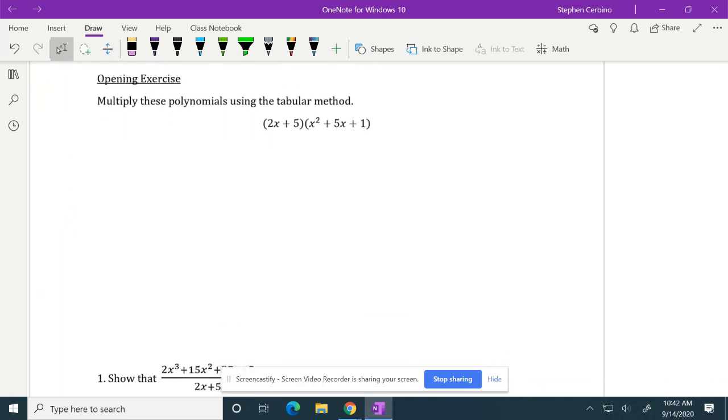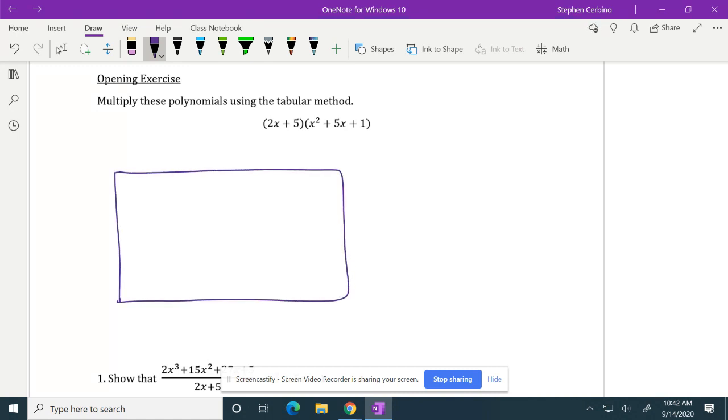The opening exercise is asking us to multiply out two different polynomials. We should be able to do this if we totally understood lesson 1. So go ahead, pause the video and try this opening exercise. I'm hoping if you're back with me at this point, you've paused the video, taken a look at this problem, and tried it on your own. Let's see if you get the same answer that I get.